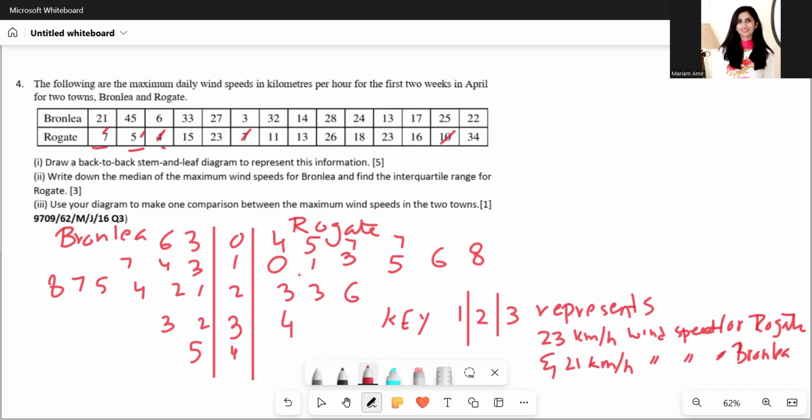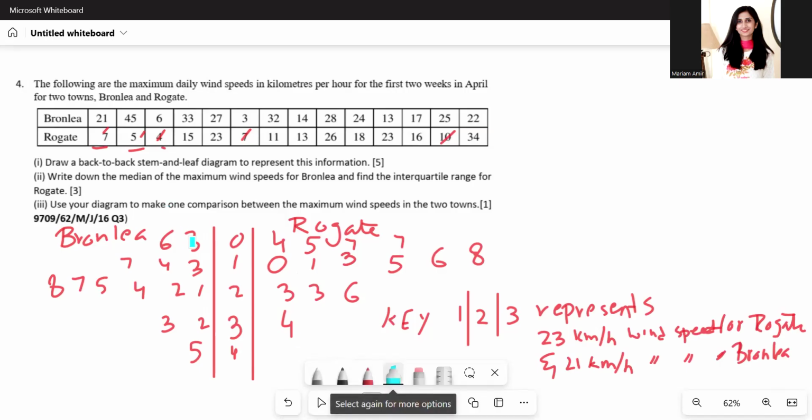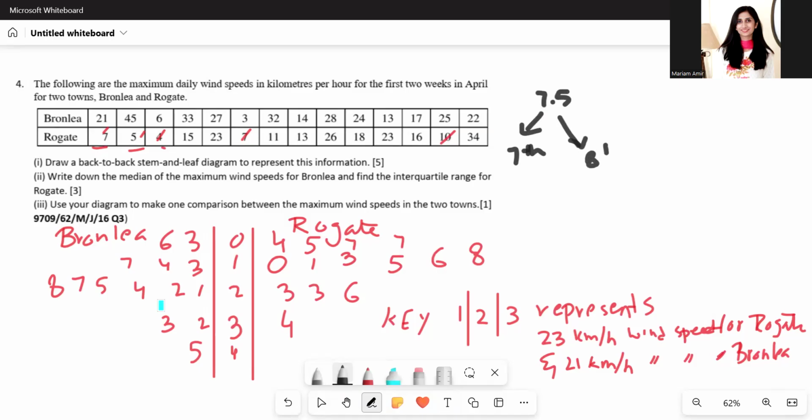Okay, key is done. Write down the median and the maximum wind speed for Bronla and find the interquartile range for Rogate. Okay, we need the median for Bronla, so we need to find the value in the middle. There are how many data values here? 1, 2, 3, 4, 5, 6, 7, 8, 9, 10, 11, 12, 13, 14. There are 14 data values. To get to the middle, we do 14 plus 1 divided by 2. That gives us 7.5. 7.5 means you need to take average of the 7th value and the 8th value.